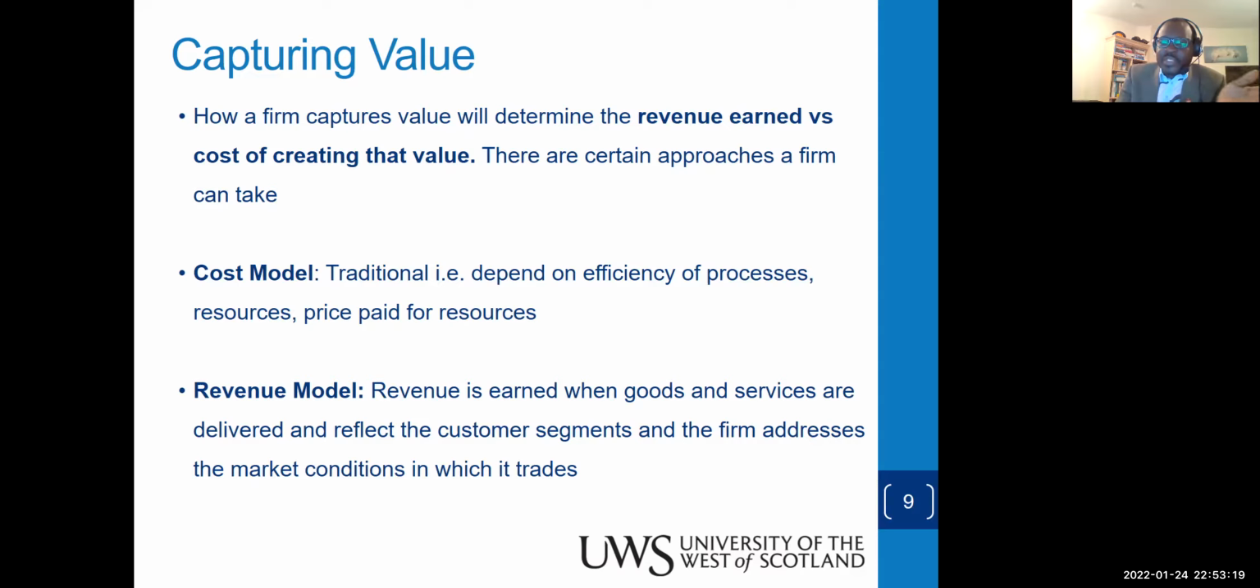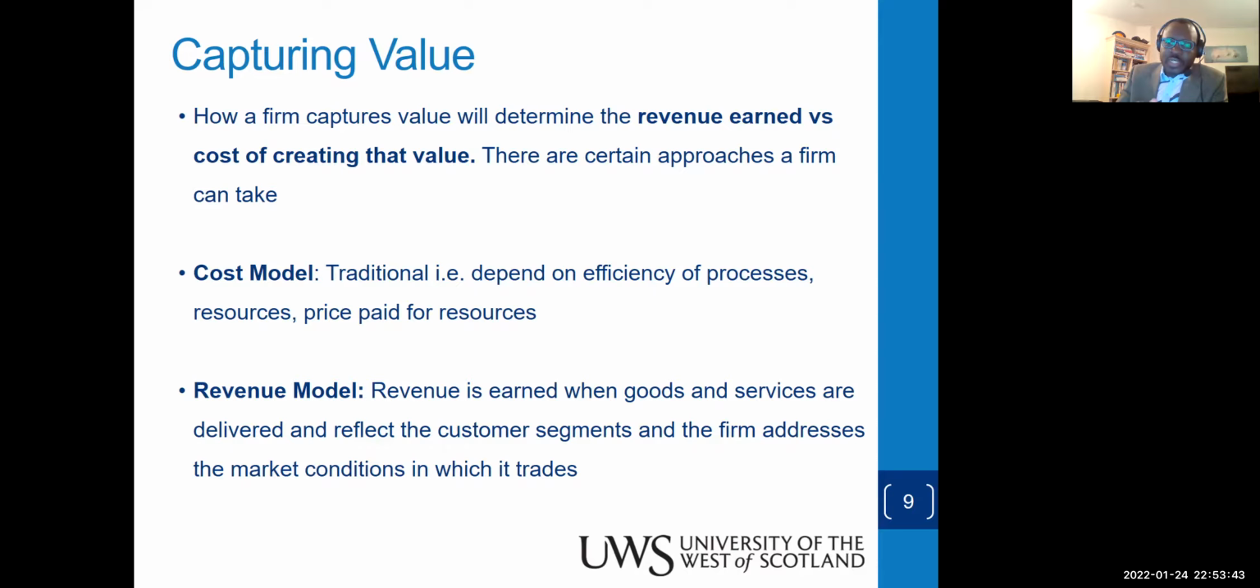Okay. There's something we got. There's something we've expended. What's the net effect? Okay. Did we break even? Okay. So in capturing the value, we could use a number of approaches. We have the cost model. So the cost model is the traditional one. We're only looking at the processes, the resources, the price we paid for the resources. Typical. Okay. How much did we expend?